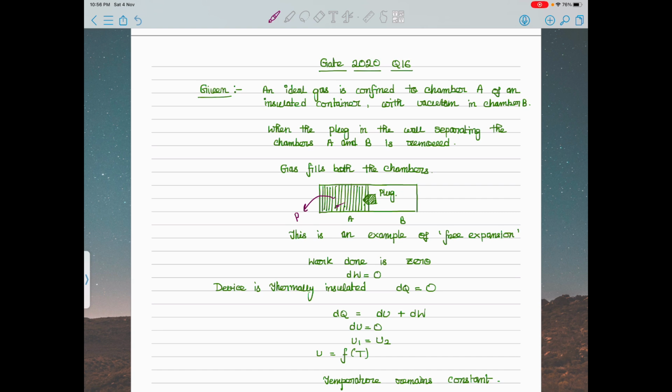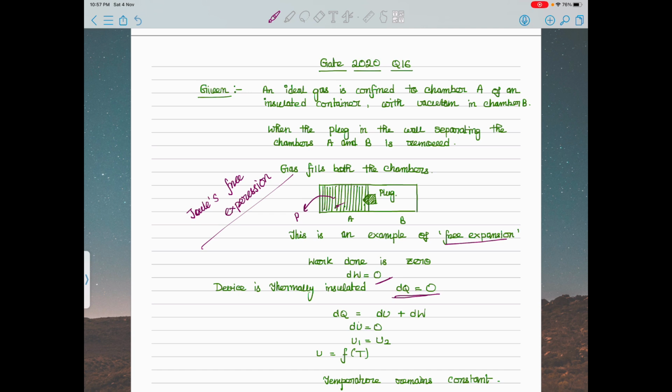Therefore, since this is an example of a free expansion, also known as the Joule's free expansion, the process is Joule's free expansion. Now, since there is no restriction on the gas, it is freely expanding, the work done is zero here. This is the way the process is defined. Here the dW, the change in work done, is zero. On the other hand, the device is also thermally insulated as given in the question. So therefore dQ will also be zero.